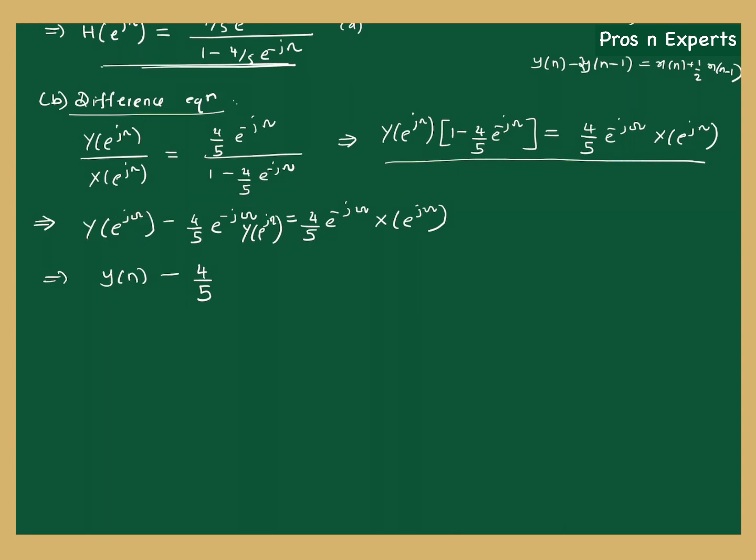And what is the inverse transform of 4/5 e^(-jω) Y(e^jω)? Actually, Y(e^jω), when you calculate the inverse transform, you will get y[n]. And what about e^(-jω) into Y(e^jω)? The inverse transform will be y[n-1]. It is nothing but the time shift property of DTFT.